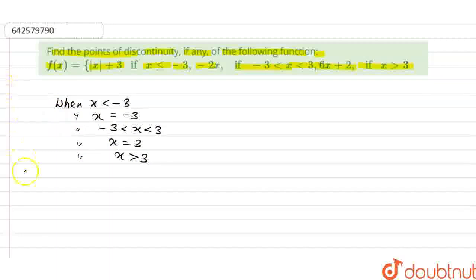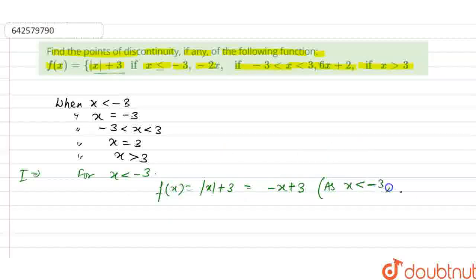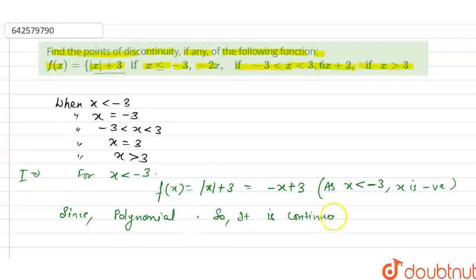Then the first case is for x less than -3. Then the function f(x) will be mod of x plus 3, and it is written as -(x plus 3) after opening the mod, as x is less than -3 and x + 3 is negative. This is a polynomial, so it is continuous. And therefore f(x) is continuous for x less than -3.